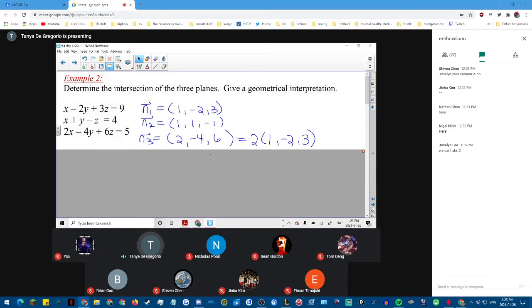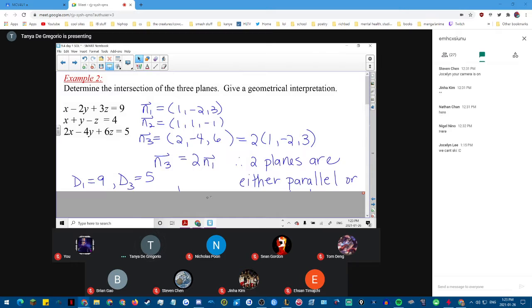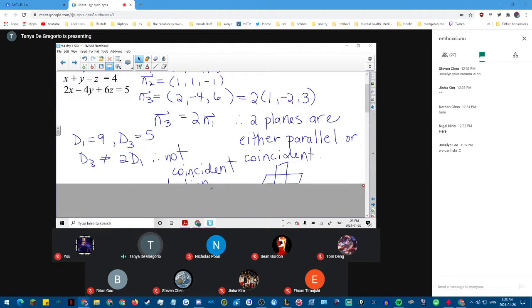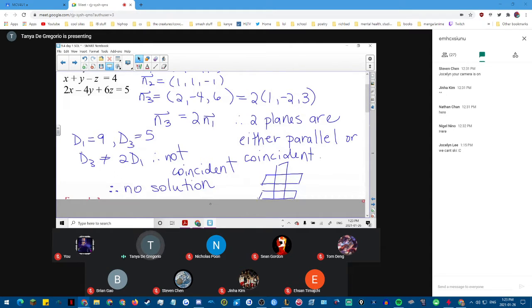So what does that mean? Well, it means that my first and my third plane are either parallel or coincident. So I'm not sure which one. So how do I figure out if they're parallel or coincident? D value. Yes, you check the D value. So I check my D value. So just by looking at it, I've got 9 and then I've got 5. They're not coincident, right? 5 is not 2 times 9. And so therefore we see that there is no solution.